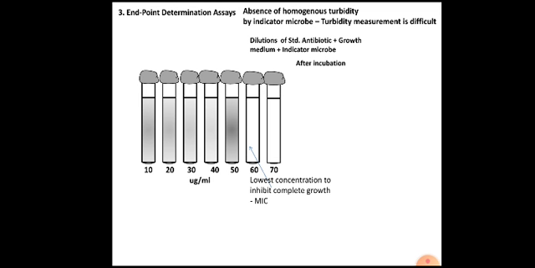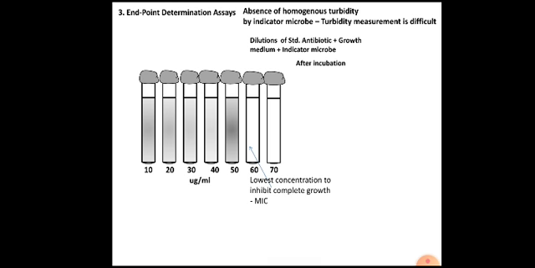This means that 60 micrograms per ml is the lowest concentration of that antibiotic that inhibits the growth of the indicator organism. We can call it the minimum inhibitory concentration. So the minimum inhibitory concentration is the lowest concentration that inhibits the complete growth of the indicator organism. In this case, it is 60 micrograms per ml. This is the standard set of tubes prepared using the standard antibiotic.